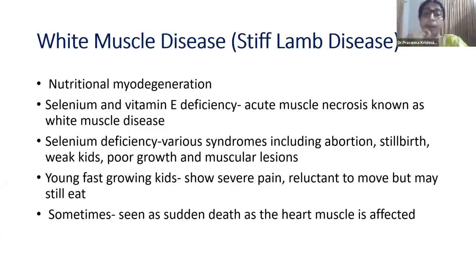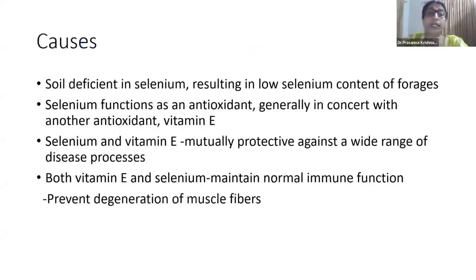So it is affecting the muscle. It causes muscle necrosis. If the cardiac muscle is affected, that will lead to sudden death. The causes attributed are the soil: soil deficient in selenium, resulting in low selenium content in the forage. Selenium is an antioxidant like vitamin E. When this antioxidant is not there, oxidative radicals will form. They will cause the muscle degeneration.